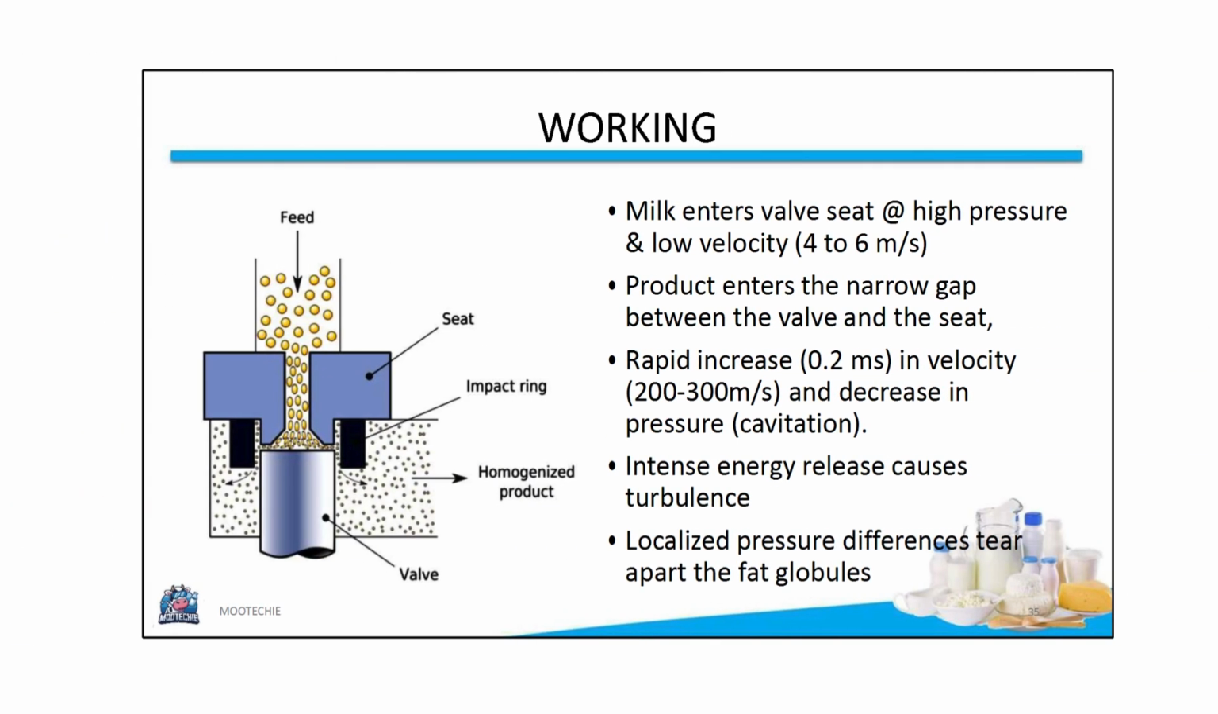Now let's look at the working in detail. Milk enters the valve seat at high pressure but low velocity, around 4 to 6 meters per second. It then enters the narrow gap between the valve and the seat. Here, its velocity rapidly increases to 200 to 300 meters per second in about 0.2 milliseconds, and the pressure drops, causing cavitation. The intense energy release creates turbulence, and localized pressure differences tear the fat globules apart.